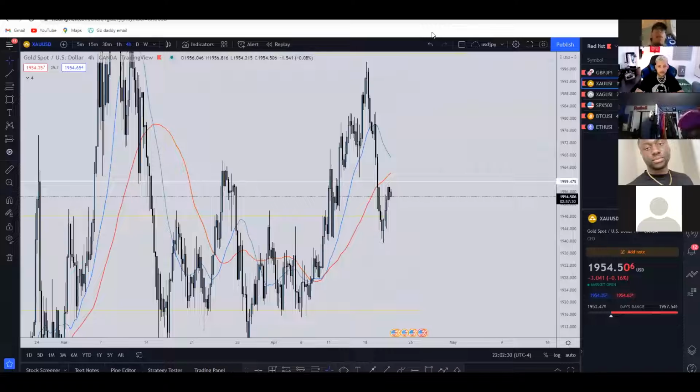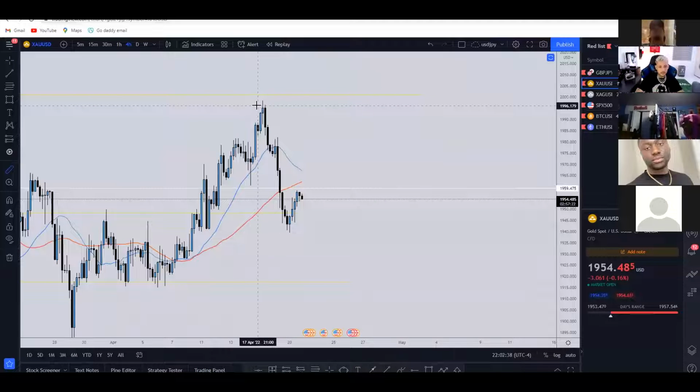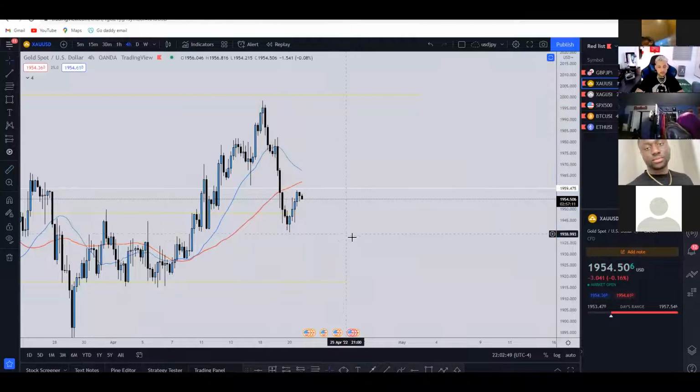You could, but even then, you're fighting all of this. 100%. This is not just a little bearish move. You're talking about a move from 2000 to almost 1950. Well, not almost 1950, to 1940. It's a huge move. Literally 600 pips.